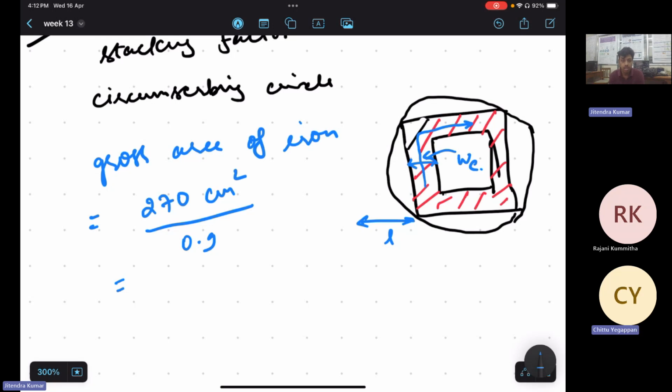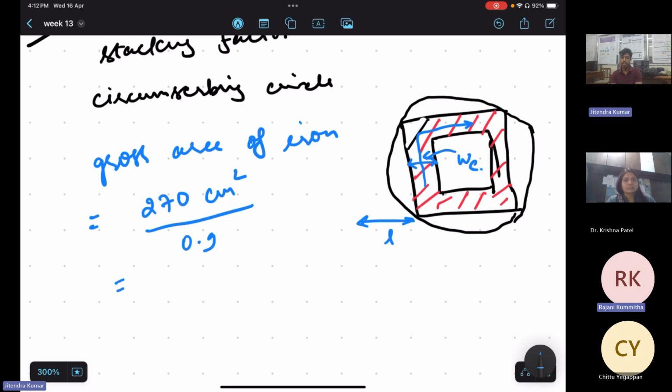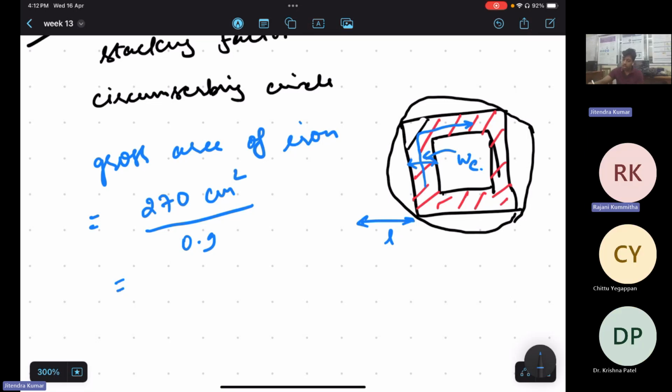In the question they have given that the gross iron area will be equal to 0.8 times the area of the circumscribing circle. So here they are mentioning this information directly, right? So rather than calculating like this, you could directly equate, because they have given that the gross iron area is equal to 0.8 times the area of the circumscribing circle. So we do not need to calculate the area of this circle, right? Because it is given directly.